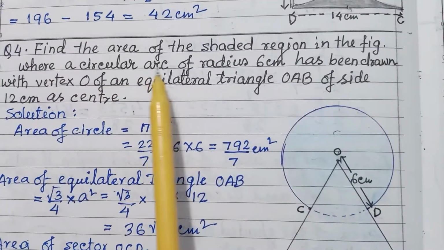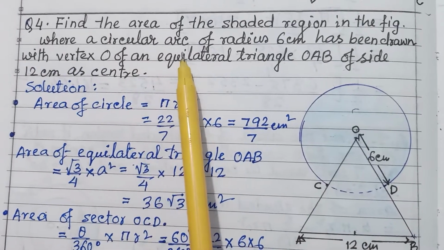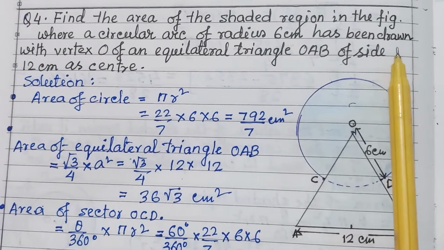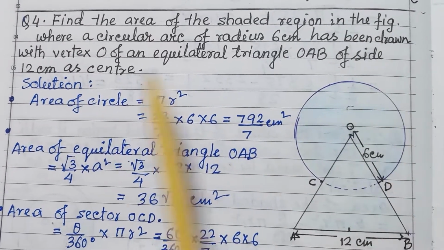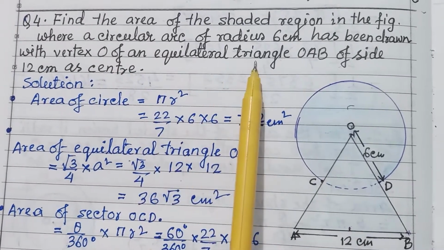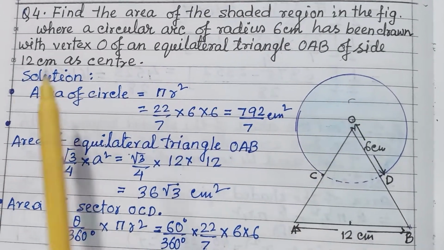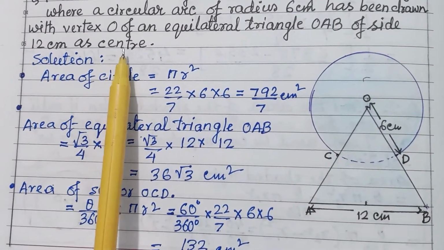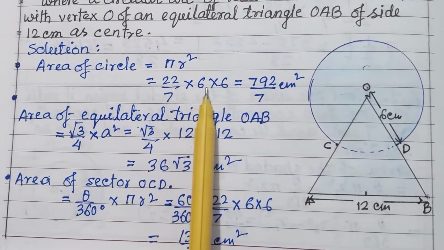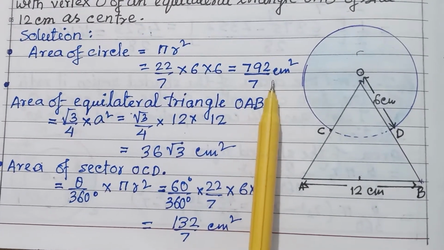Question number 4. Find the area of the shaded region in the figure where a circular arc of radius 6 centimeter has been drawn with vertex O of an equilateral triangle OAB of side 12 centimeter as center. Area of the circle is pi r square. R is 6, so pi r square is equal to 792 upon 7 centimeter square.